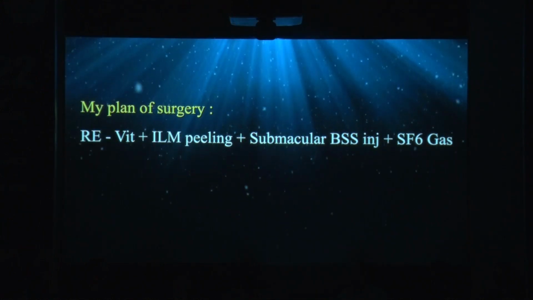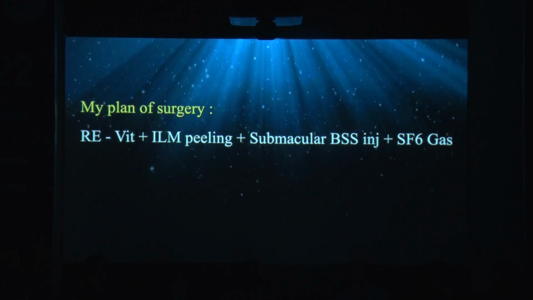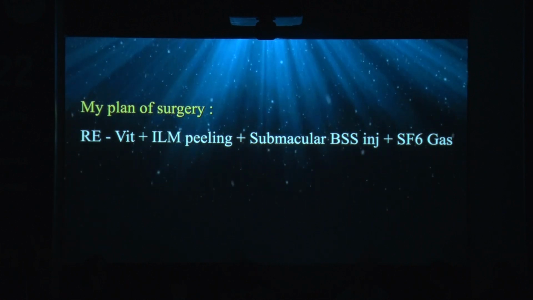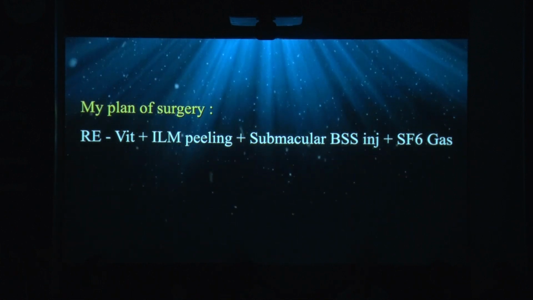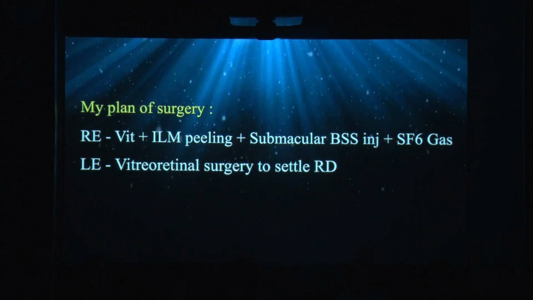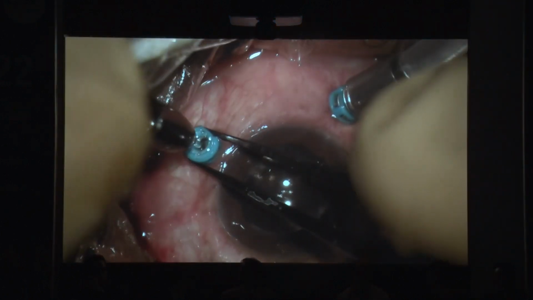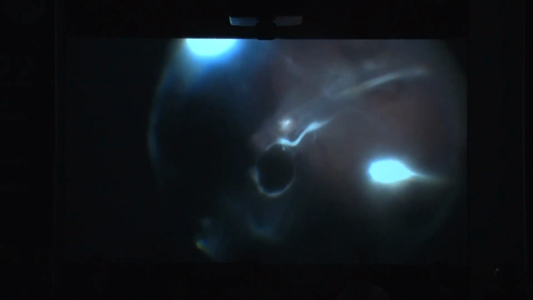The plan of surgery in right eye was vitrectomy with ILM peeling with injection of balanced salt solution subretinally and sulfur hexafluoride gas tamponade. In left eye, vitreoretinal surgery with silicone oil tamponade to settle the retinal detachment. 25 gauge vitrectomy was done in right eye with removal of all preretinal vitreous bands and tractions.